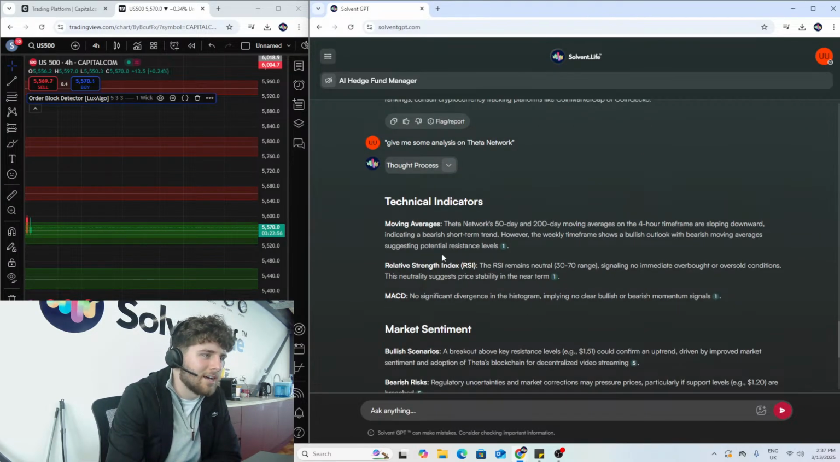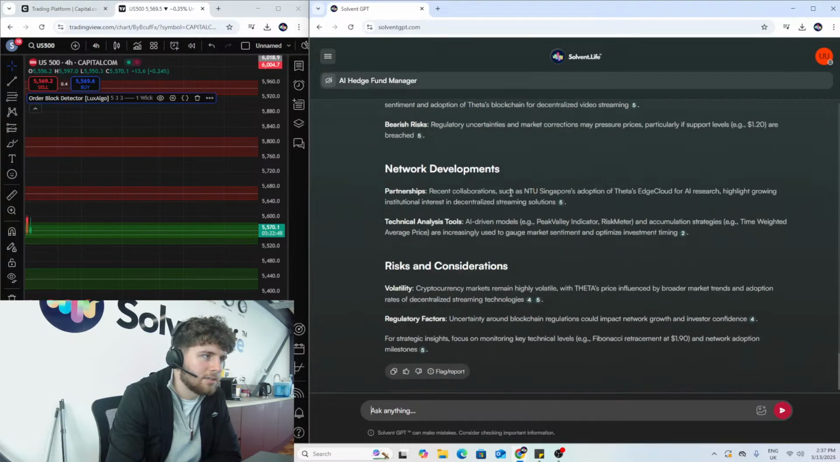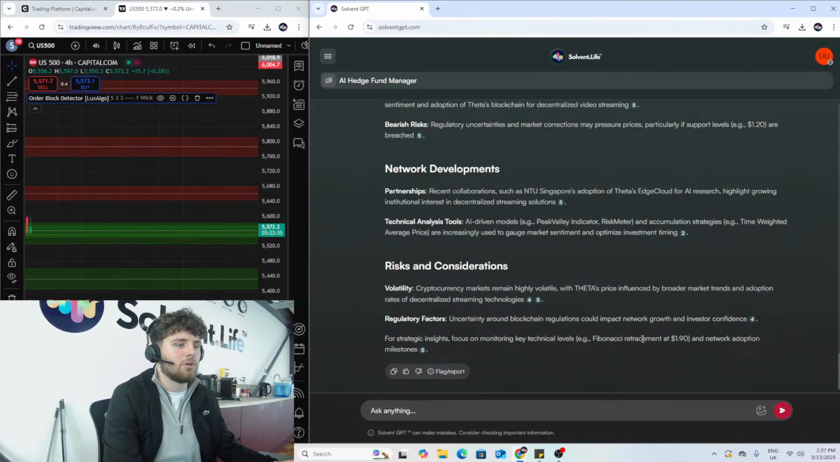Technical indicators: Theta Network's 50-day and 200-day moving averages on the 4-hour time frame are sloping downward. Recent partnerships, however, with some volatility. Regulatory factors: uncertainty around blockchain regulations could impact network growth and investor confidence.